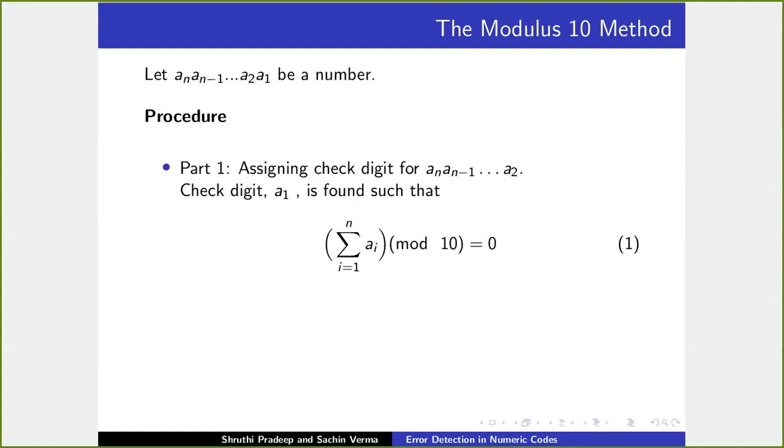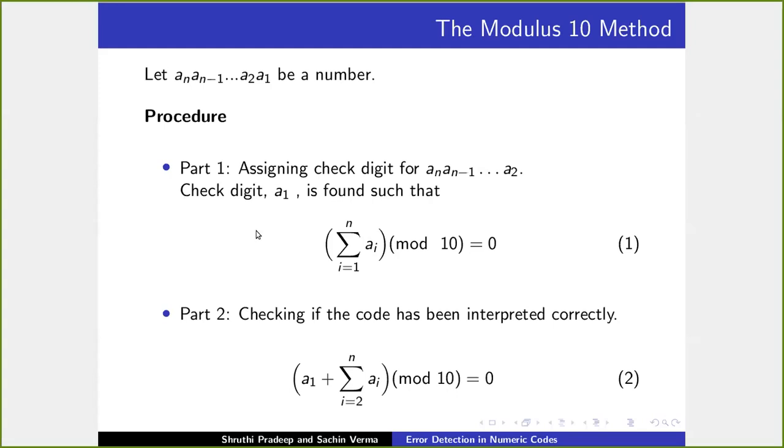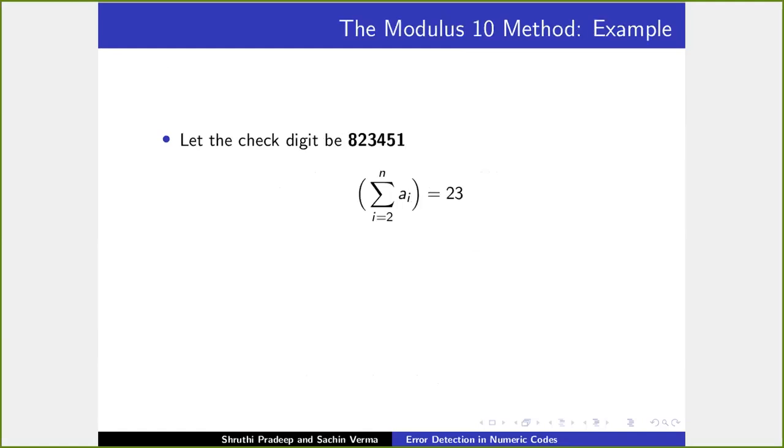Okay, so what we do is we take the remaining part, a2, a3 and so on till an. We add all of them, and then if we take the modulus and get 0, then no issue. But if we don't, then we have to make sure that a1 plus the sum of the remaining numbers, taken modulus, should give us 0. So this is why a1 plays the role of the check digit.